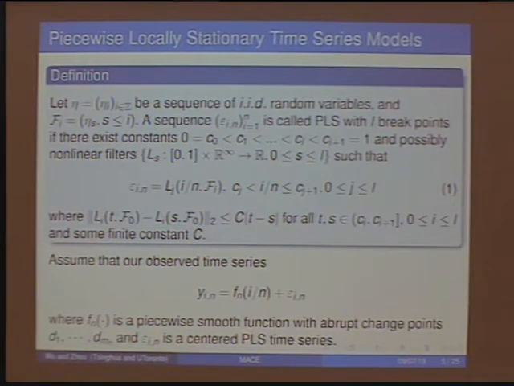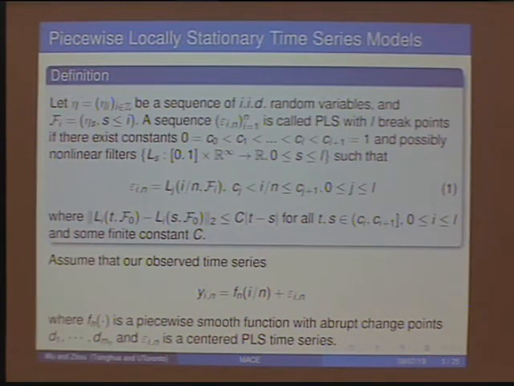So for the time series model, the problem I'm tackling is this. Y_i,n is your observed time series. For instance, it could be the Atlantic wave height time series you observe. It can be written as f_{i,n} plus epsilon_{i,n}, where f is a piecewise smooth function of time, and the noise epsilon_{i,n} is a piecewise locally stationary time series.